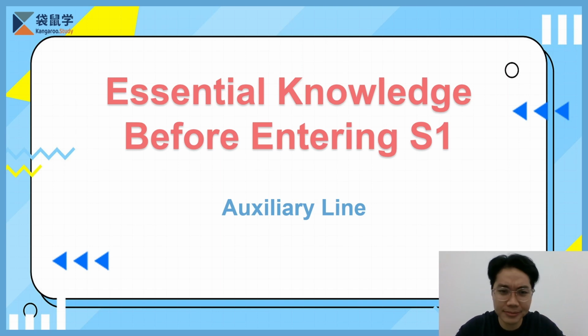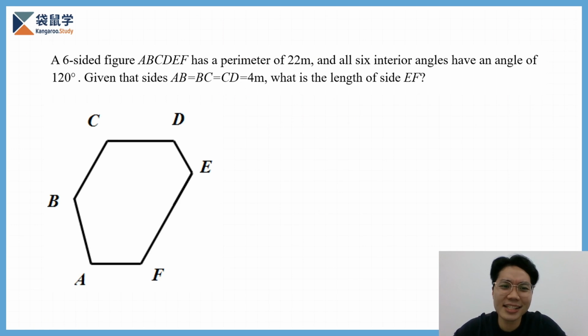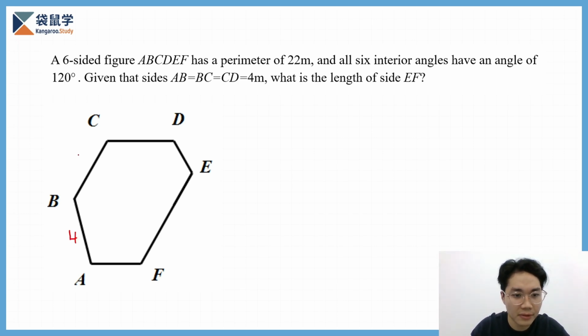Let's look at this question. A six-sided figure ABCDEF has a perimeter of 22 meters and all 6 interior angles have an angle of 120 degrees. Given that sides AB equals BC equals CD equals 4 meters, what is the length of side EF? Okay, so let's draw what we know. AB and BC and CD is 4 meters, so we can just write a 4.